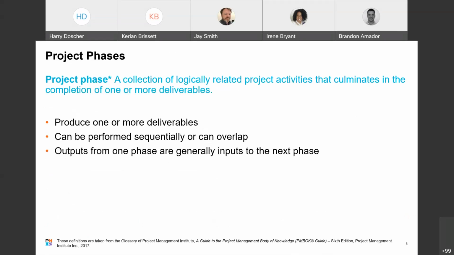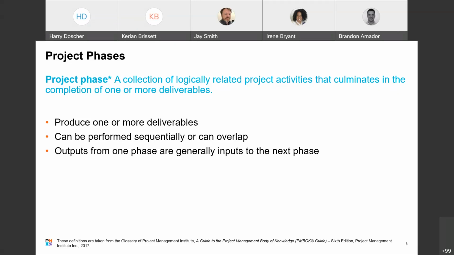Okay, so project phases. Project phase, and again, this is from the 6th edition. This is the definition. A collection of logically related project activities that culminates in the completion of one or more deliverables. A deliverable can be a document. A deliverable can be a working piece of software. A deliverable can be a completely paved section of road. It could be a completed building. It could be a completed floor of a building. Okay. So the project phase produces one or more deliverables.